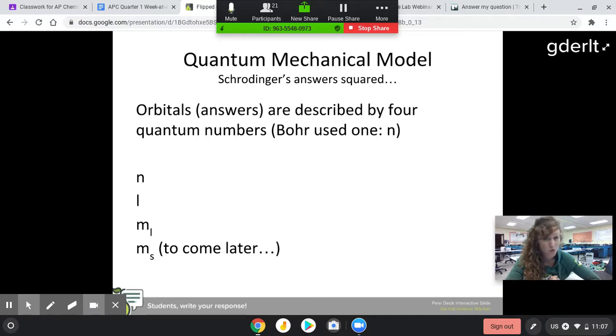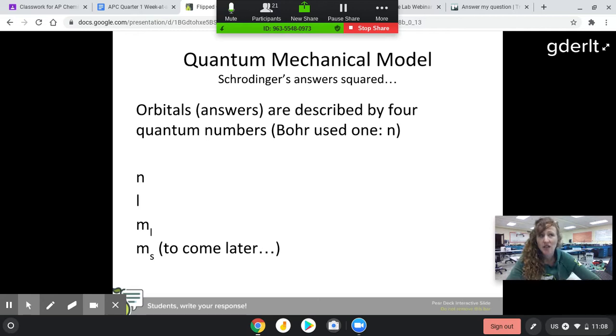If you said Schrodinger's equation, you are right. So when you solve Schrodinger's equation, what you get is a wave function. And the wave function describes this 3-dimensional space where we are likely to find the electron. So that's what we're talking about today. How do we describe this 3-dimensional space?